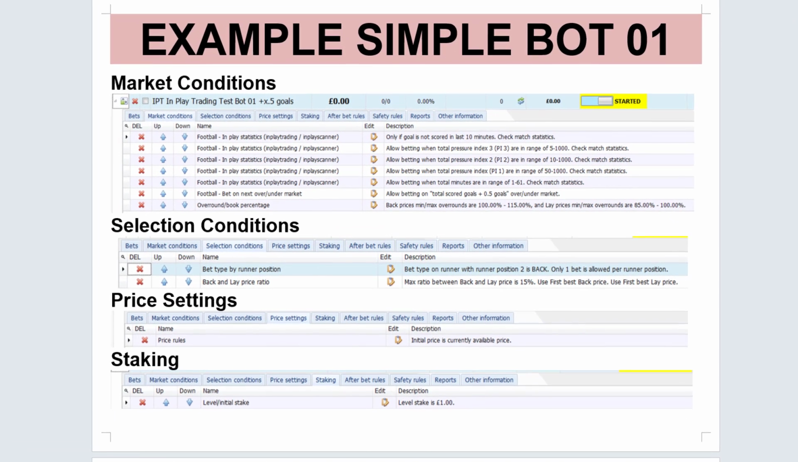If you're interested in recreating that bot, here are the important settings: the market conditions, selection conditions, the price settings and the staking, and you can just screenshot this and recreate that in your BFBot Manager.